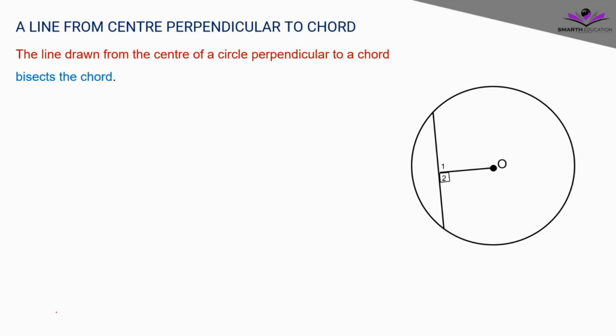So the theorem says a line drawn from the center of a circle perpendicular to a chord bisects the chord, meaning that it divides this chord into two equal parts, meaning that the distance from there up to there is the same as the distance from there up to there. Let me name this as A, and then this one is M, then this one is B. So it means that AM is equal to MB. So a line drawn from the center of a circle perpendicular to a chord bisects the chord.